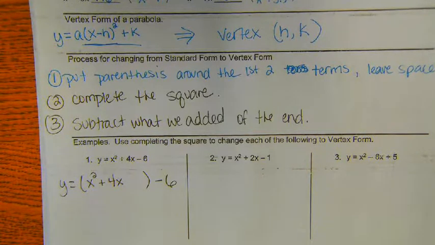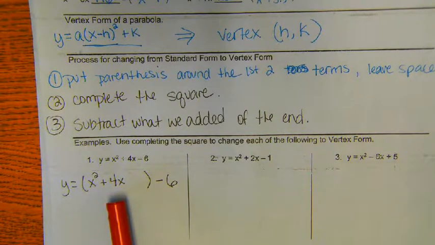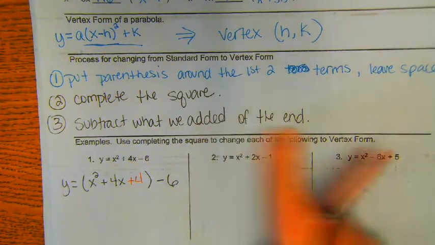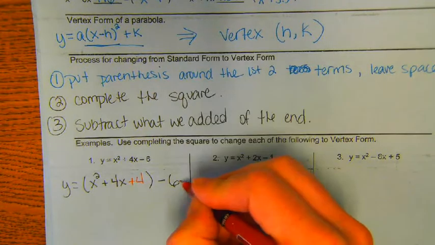Look above. What does it say above? Take half. Okay. Which is 4. So 2. And then square it, which is 4, and we're going to add it on. The only difference here is we just changed this by a +4. In order not to change the value of the parabola, I'm going to do a -4.